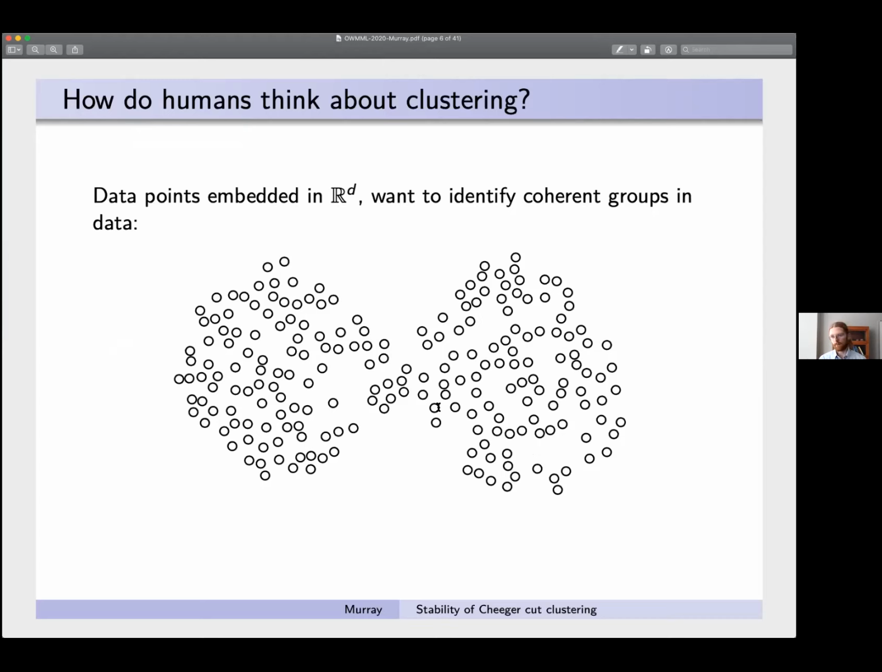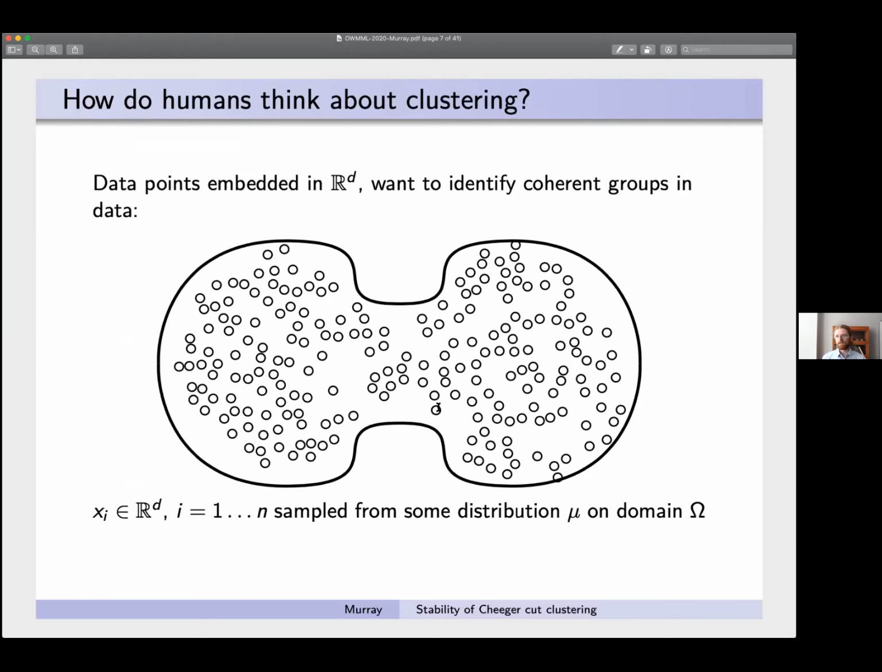So let's go ahead, and I want to now give a very basic description of the Cheeger cut problem. We're going to do this by dialing all the way back and thinking abstractly about what clustering is. So we're thinking about data points that are embedded in R^d. All of the pictures that I have here will be R^2, of course. And I want to identify coherent groups in my data. So here I have this cloud of data points, and we want to identify coherent groups.